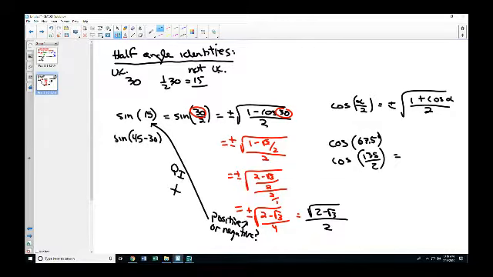Kind of messy, huh? So what do you do? Just leave it, like I did up there. I have a root in there. Just leave it. There's nothing you can do with it without a calculator. You got the cosine of 30. I got root 1 plus root 2. So we'll be fine.